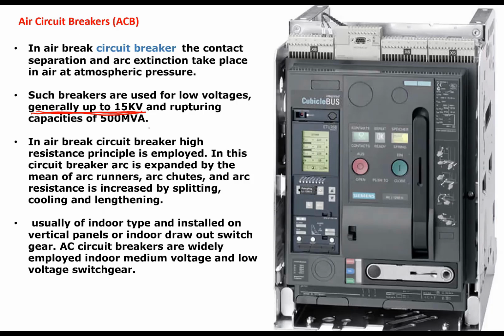In the air brake circuit breaker, the high resistance principle is employed. How is the arc interrupted? We increase the resistance of the arc. How do we increase the arc resistance? In this circuit breaker, the arc is expanded by means of arc runners and arc tubes, and arc resistance is increased by splitting, cooling, and lengthening the arc. Understand? So arc resistance is increased.